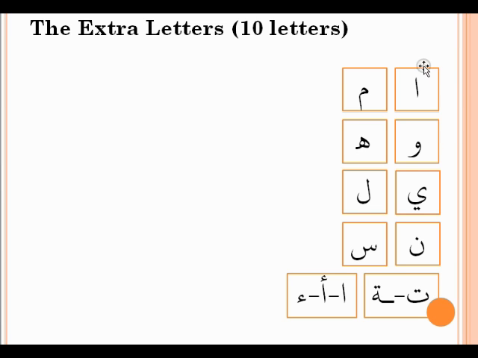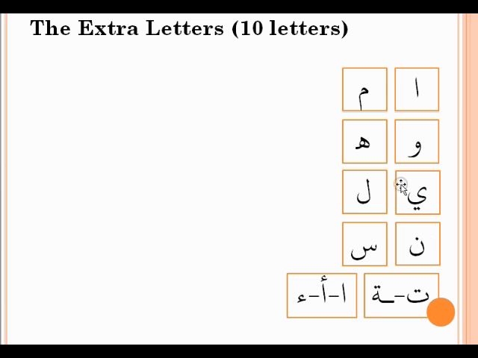Here they are. The first three are the long vowels, alif, waw, and ya. The alif and the alif maqsura are actually the same. Alif maqsura is the non-dotted ya. It's considered an alif as well. Alif, waw, and ya, the long vowels.